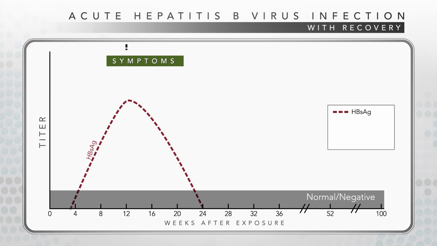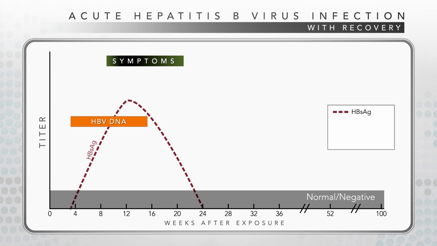Symptoms, when present, occur on average 12 weeks after exposure to HBV, with a range of 9 to 21 weeks. This period is noted by the green bar. When the serologic test for HBsAg is positive, HBV DNA can usually be detected in the patient's blood. The duration of detection of HBsAg and hence HBV DNA is variable.